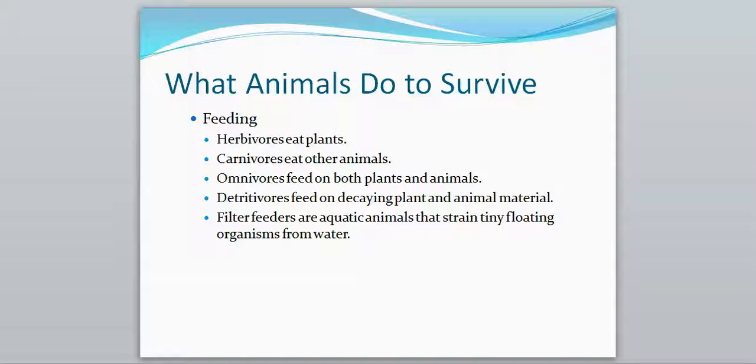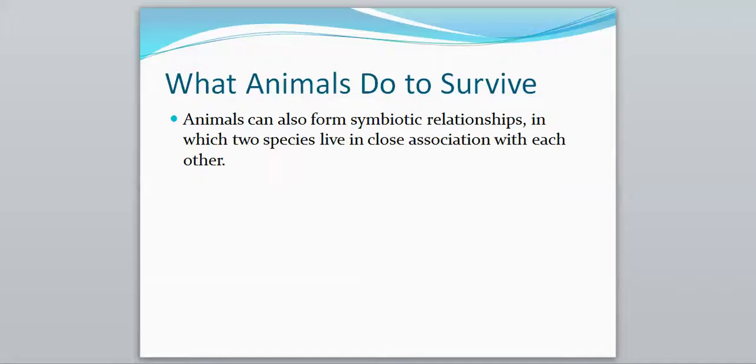And then the one that we might not have heard before, we actually probably mentioned it with fungus, is detritivores, or they could be decomposers, but in terms of animals, they'd be called a detritivore. They feed on decaying plant and animal material. So kind of like a vulture or something like that would be considered a detritivore, because it's just going to eat roadkill. And filter feeders are aquatic animals that strain tiny floating organisms from water. So those are the five different ways that animals can feed.